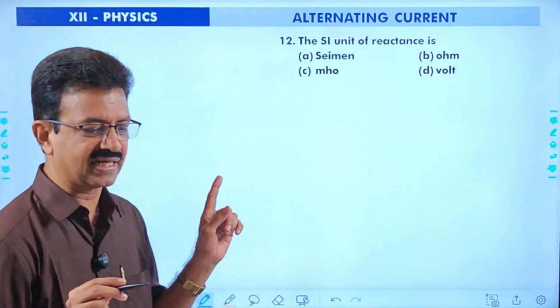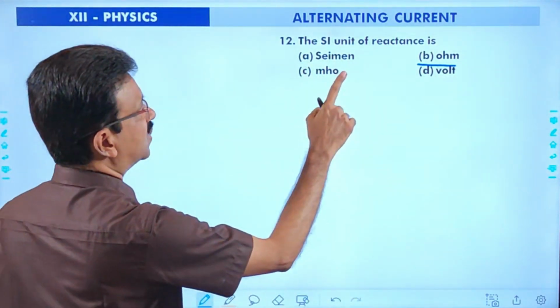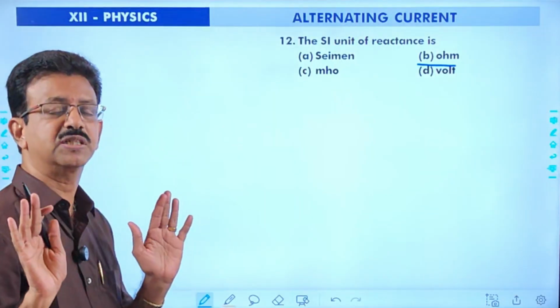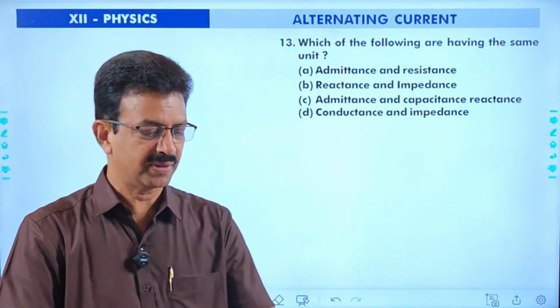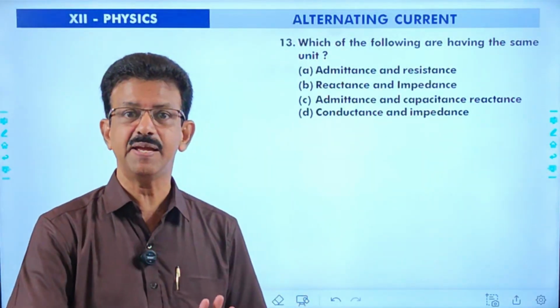Therefore, here the correct answer is B. The SI unit of reactance is ohm. That is, choice B is the correct answer. Question number 13. Which of the following are having the same unit?